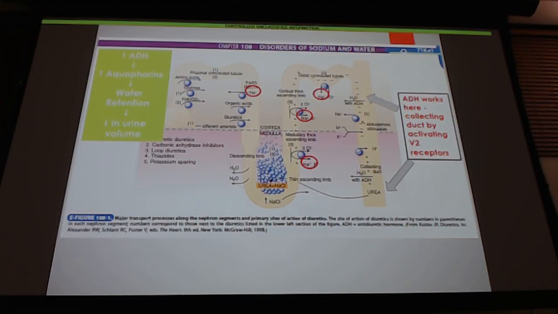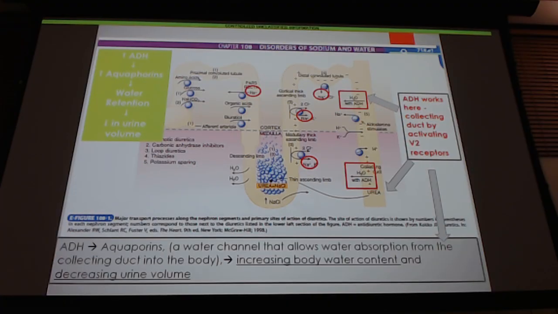So more ADH, more aquaporins, which are the channels. We get water retained in the body, and urine is decreased. So for those of you who like the pathophys, which I actually do, hopefully that makes sense. So you're not just memorizing it, you can kind of visualize it. Any questions on that?